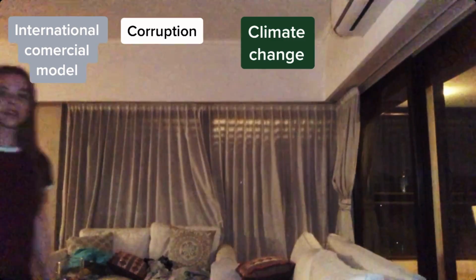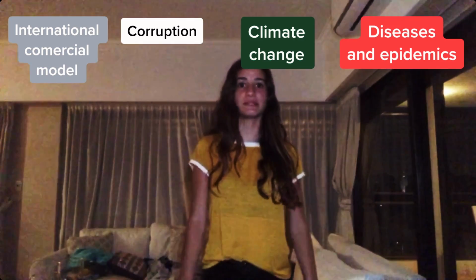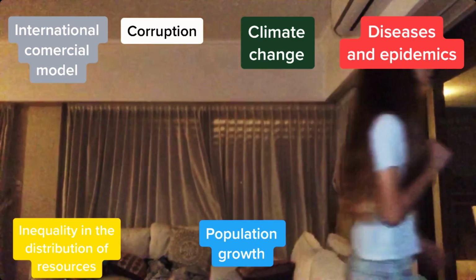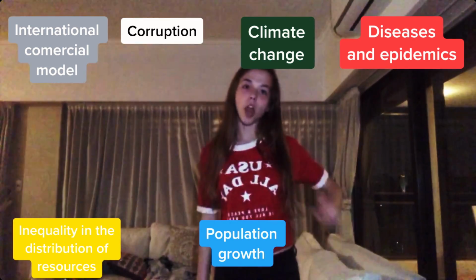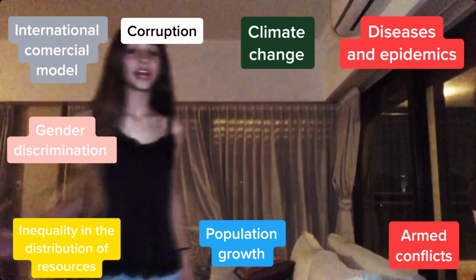In this video, we're going to show 9 causes of global poverty. These ones are not always the same and may vary according to each country's situation. The first one is international commercial model. The second one is corruption. The third one is climate change. The fourth one is diseases and epidemics. The fifth one is inequality in the distribution of resources. The sixth one is population growth. The seventh one is armed conflicts. The eighth one is gender discrimination. The last one is food waste.